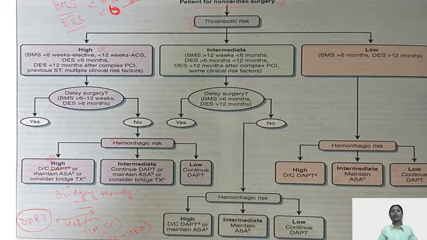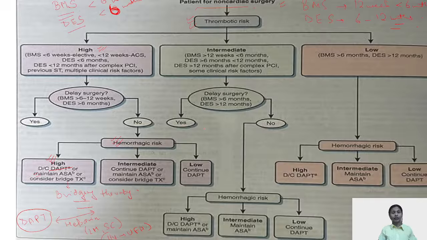Now, dealing with the intermediate thrombotic risk: the intermediate is where the bare metal stent has been given more than 12 weeks but less than 6 months, whereas the drug eluting stent has been given between 6 to 12 months. So this is the intermediate category of thrombotic risk. You can delay, please delay.